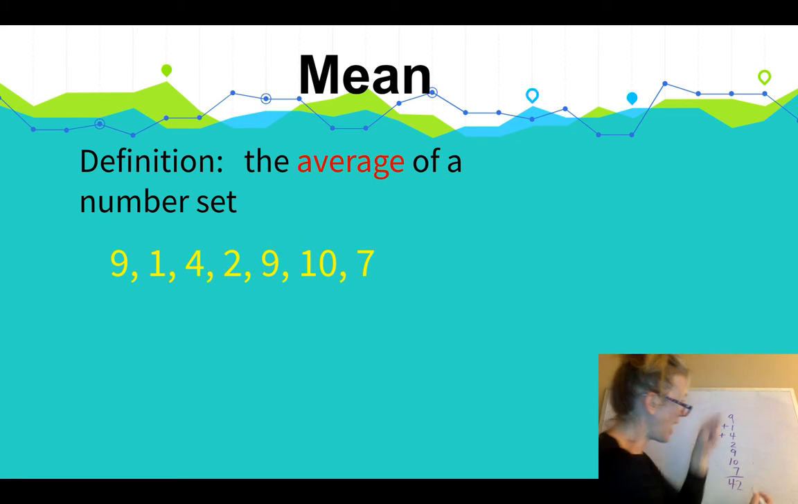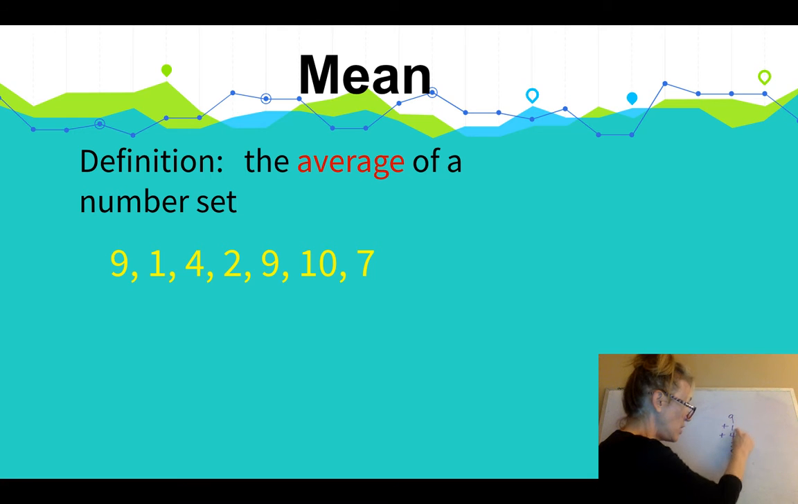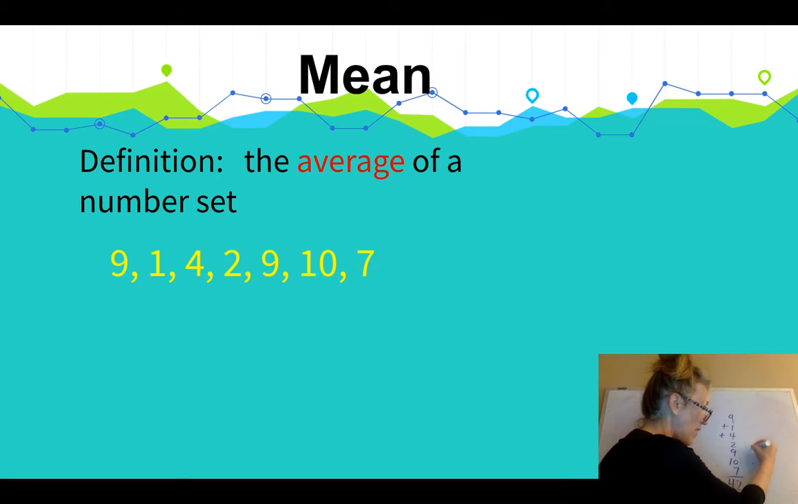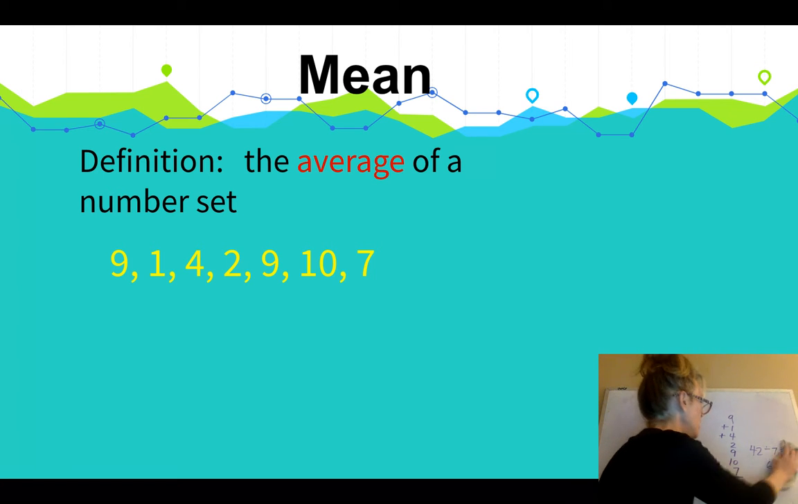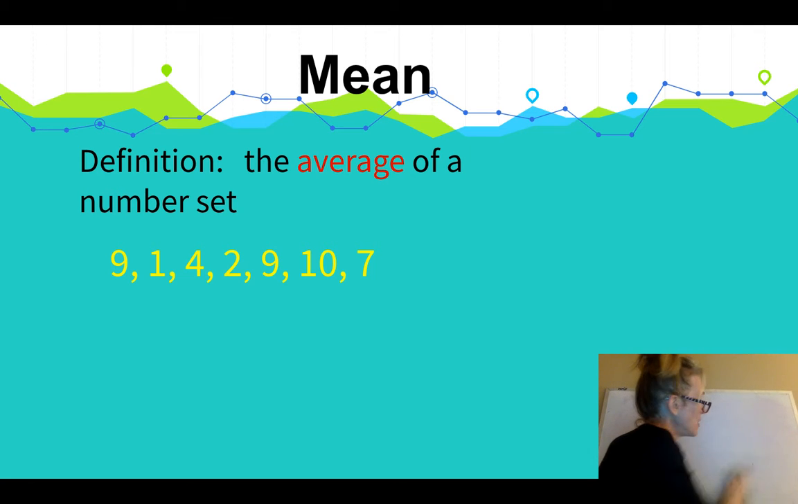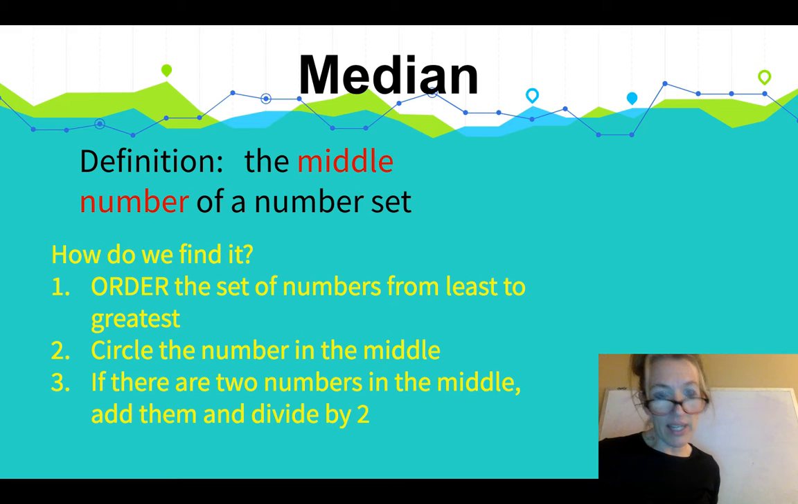Okay, so when you add all the numbers in your data set, then you're going to divide that number by the number of pieces of data. So I've got 1, 2, 3, 4, 5, 6, 7 pieces of data. And I know that 42 divided by 7 is going to be 6. So our answer, the mean average for this data set, is going to be 6. All right, so I don't have an eraser here at my house, but I have a cloth that I can use. All right, I'm moving on to median.